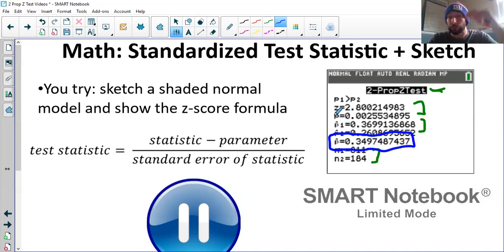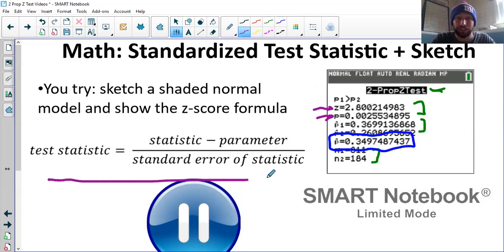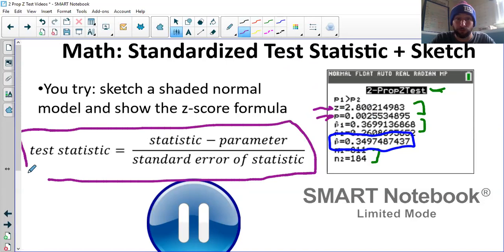We can write our conclusion based on this p-value. We know we're going to reject the null, but today we want to look at the sketch of a normal model, a visual representation of this p-value, and we also want to look at how this z-score, this standardized test statistic, is calculated. Now, the formula for the standardized test statistic is given on the AP exam formula sheet, as well as the standard errors.